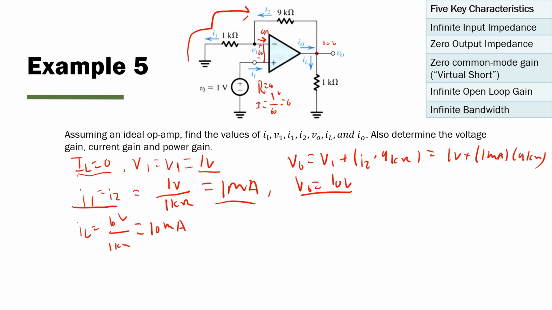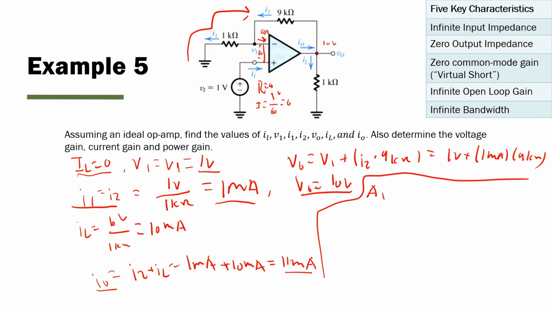Okay. We know that IO is the only one entering this node, and we have IL and I2 exiting the node. So IO should be equal to I2 plus IL, which is equal to 1 milliamp plus 10 milliamps, which is equal to 11 milliamps. And those are all the values we wanted to solve for. Now let's solve for our gains.